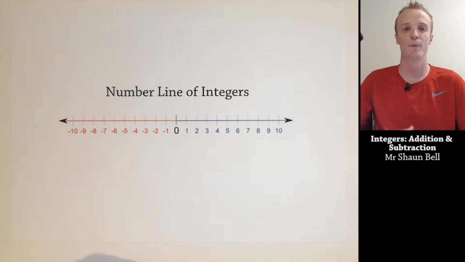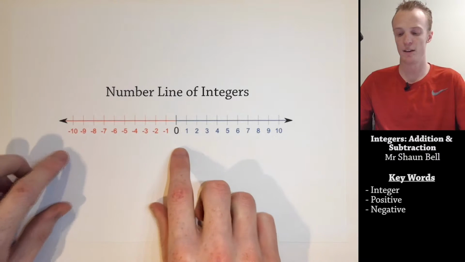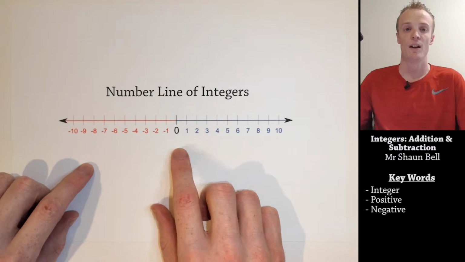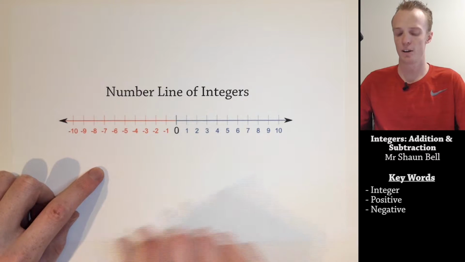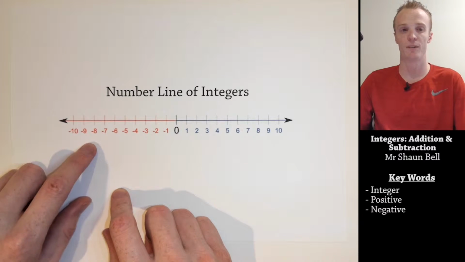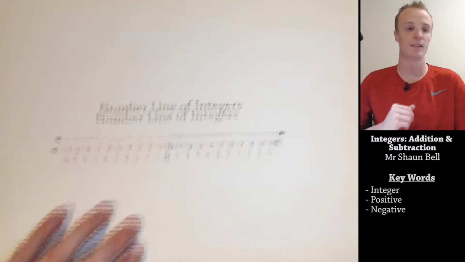First, let's define what an integer is. An integer is a number that is not a fraction. In other words, an integer is a whole number. As you can see here on our number line of integers, an integer can be both positive, here on the right of the zero, and it can also be negative when we go to the left of the zero. Now, adding and subtracting positive integers is easy, as there are only two options.